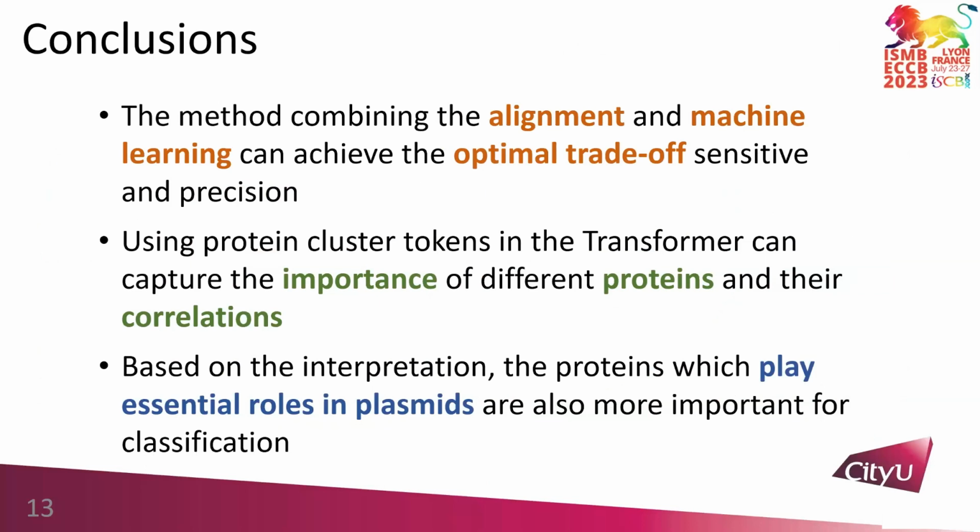So here is our conclusion. Our method combines the alignment-based and learning-based methods and achieves an optimal trade-off between sensitivity and precision. Also, we use the protein cluster as a token in a transformer. Using the protein cluster as a token, we can capture the importance of different proteins and their correlations. And also, based on the interpretation, we can find that the proteins which play an essential role in the plasmid are also more important for the classification.